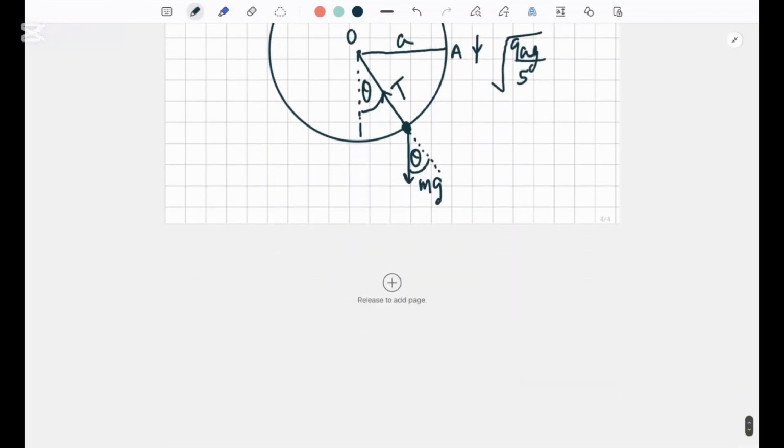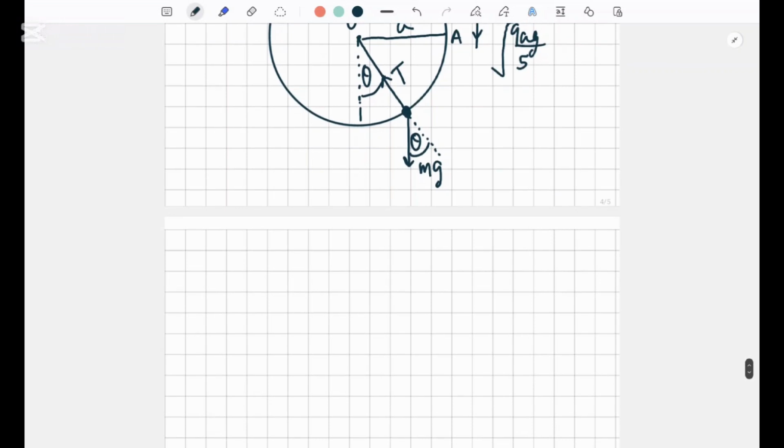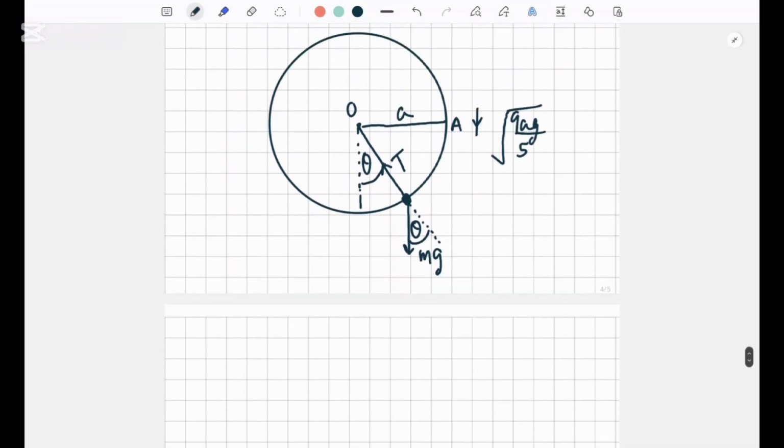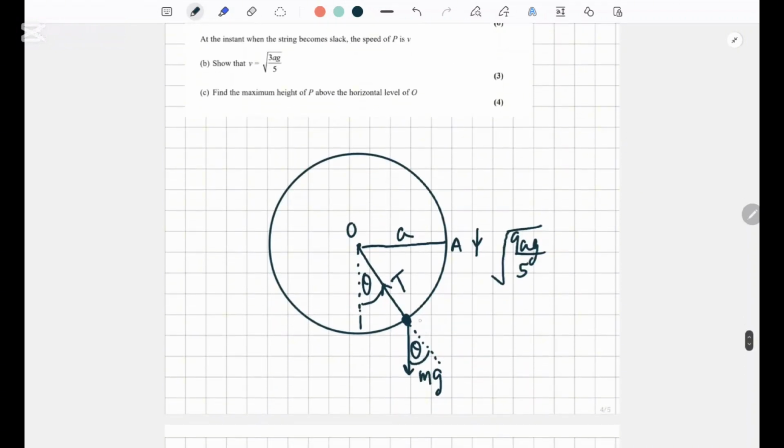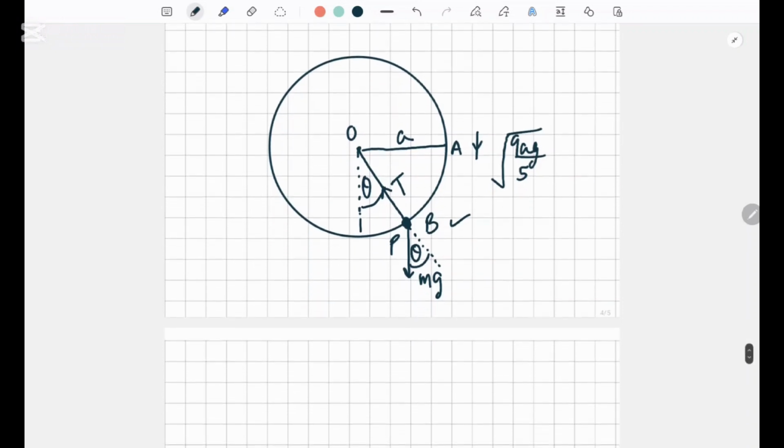So what you've got to do first is find the speed at this point. We'll call this B. The particle is P, but we'll call this point B. So we need to find the speed at B. After finding the speed at B, we use the centripetal force to find the tension. So let's find the speed first.